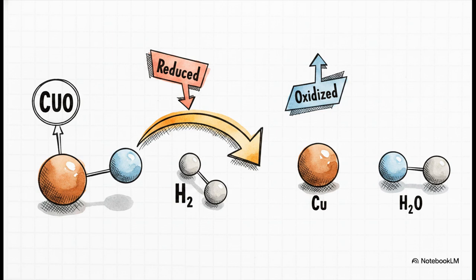Let's look at the reaction between copper oxide and hydrogen. The copper oxide loses its oxygen atom, meaning it gets reduced. The hydrogen gas happily picks up that very same oxygen atom to become water, meaning it gets oxidized. It's this beautiful, synchronized transfer of oxygen from one agent to the other.